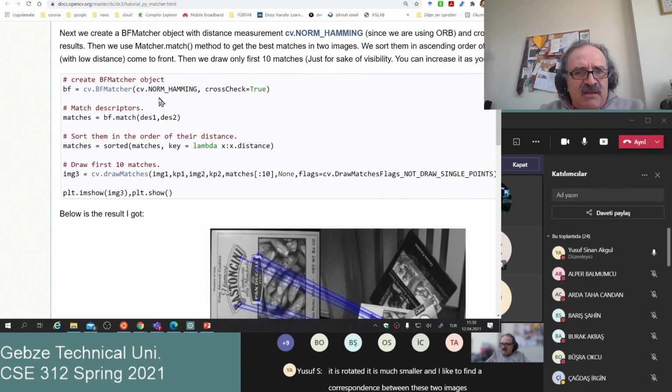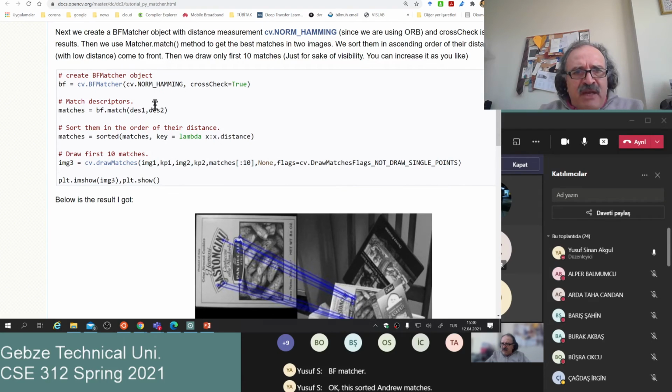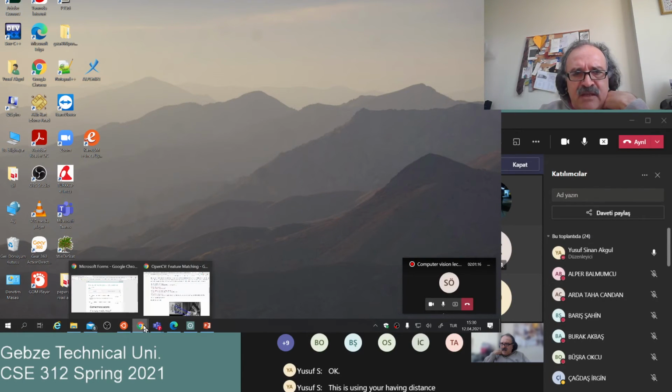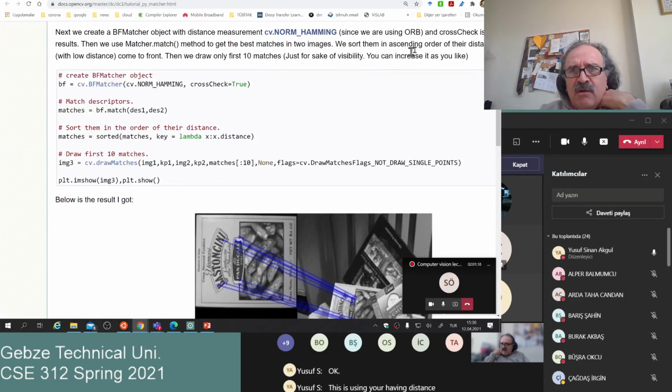And I think this one is using BF matcher. Okay, it is sorted and draw matches. This is the brute force matcher, with cv normalized Hamming distance. Okay, it is using a Hamming distance, and I think by default this BF matcher is using ORB.